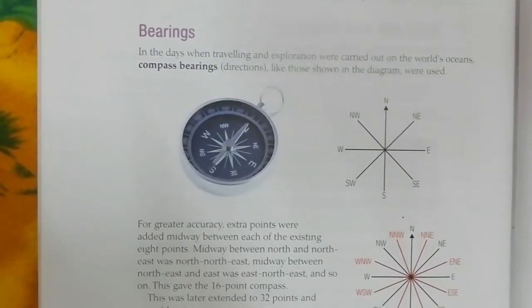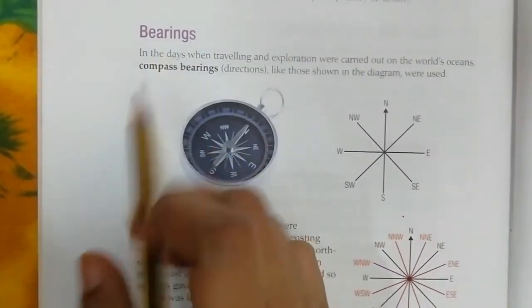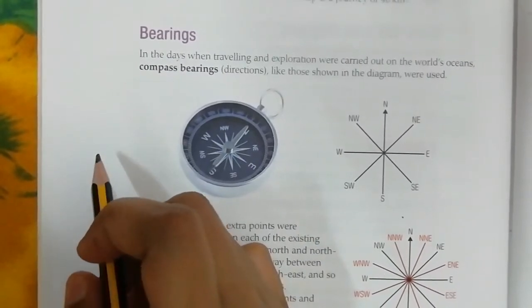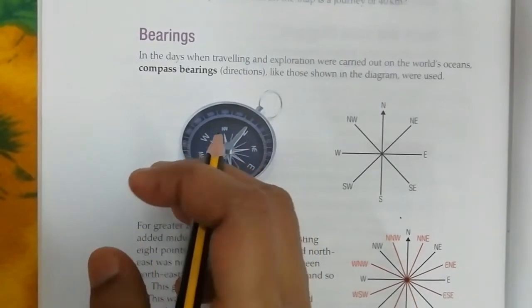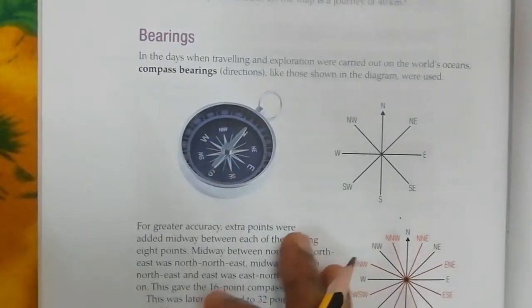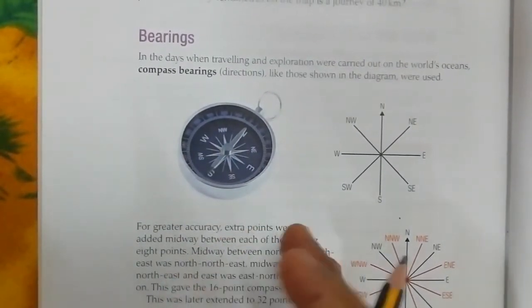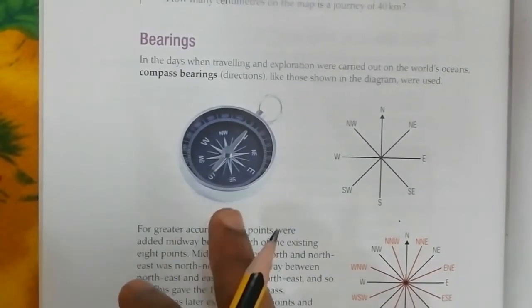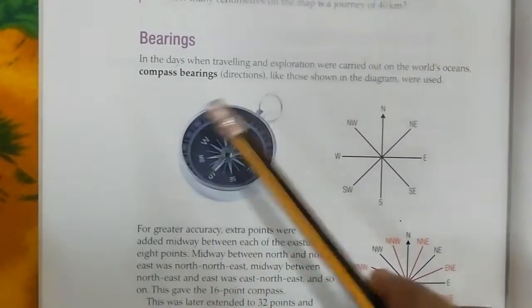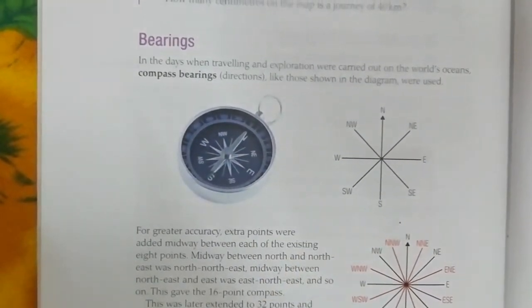Hi all, today we are going to discuss the topic bearings. As we know, we are using compass bearings to know the directions. Usually we use compass bearings for traveling and exploration on the world's oceans. And this is the compass we are using for the direction.